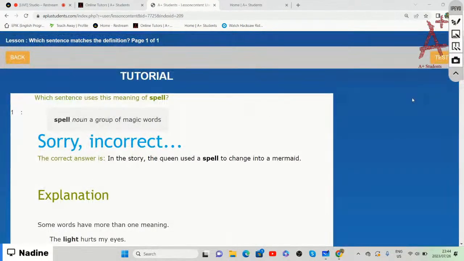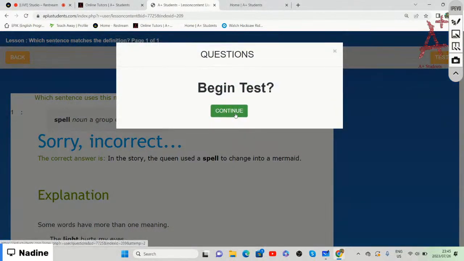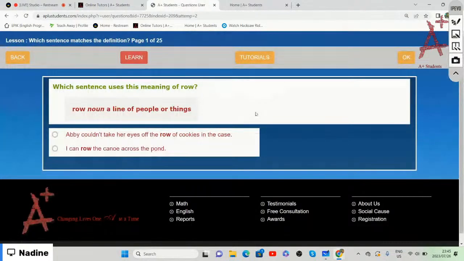And remember, we have multiple meaning words. That is where we have a specific word, but it can have different meanings. Sometimes you'll have two different meanings, or it can be three. It depends on the specific word. But in order to match either a definition to a sentence or a sentence to a picture, we need to also know what it means. So now we're going to do a test, and we're going to test ourselves on which sentences match the definitions.